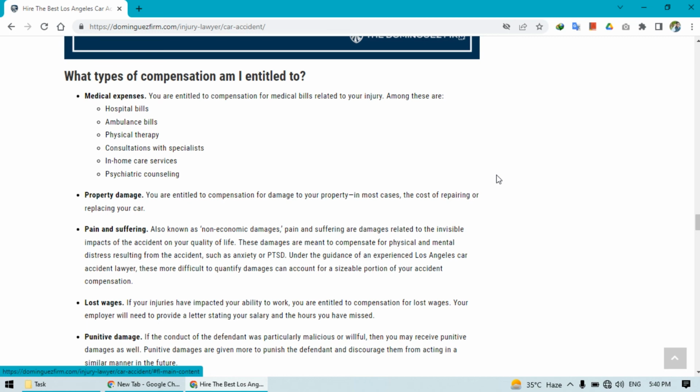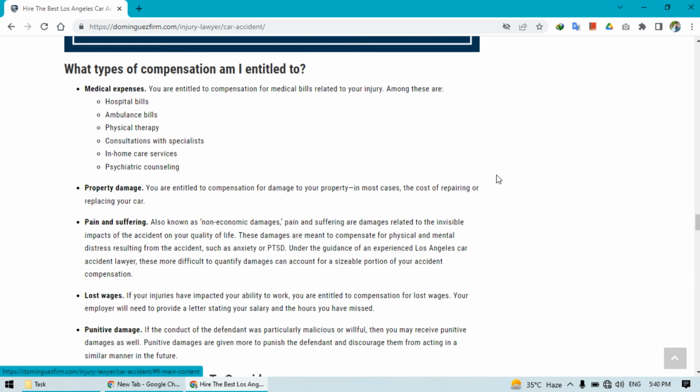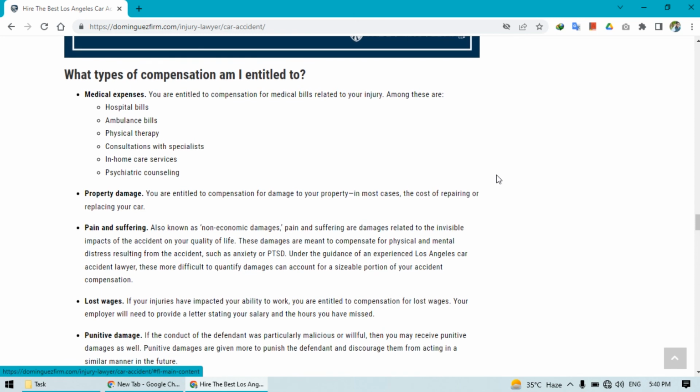Lost wages. If your injuries have impacted your ability to work, you are entitled to compensation for lost wages. Your employer will need to provide a letter stating your salary and the hours you have missed. Punitive damages. If the conduct of the defendant was particularly malicious or willful, then you may receive punitive damages as well. Punitive damages are given more to punish the defendant and discourage them from acting in a similar manner in the future.